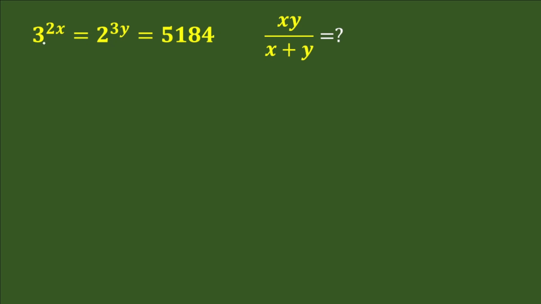Hello friends, today we have 3^(2x) = 2^(3y) = 5184. Then we'll have to find the value of xy over x plus y.